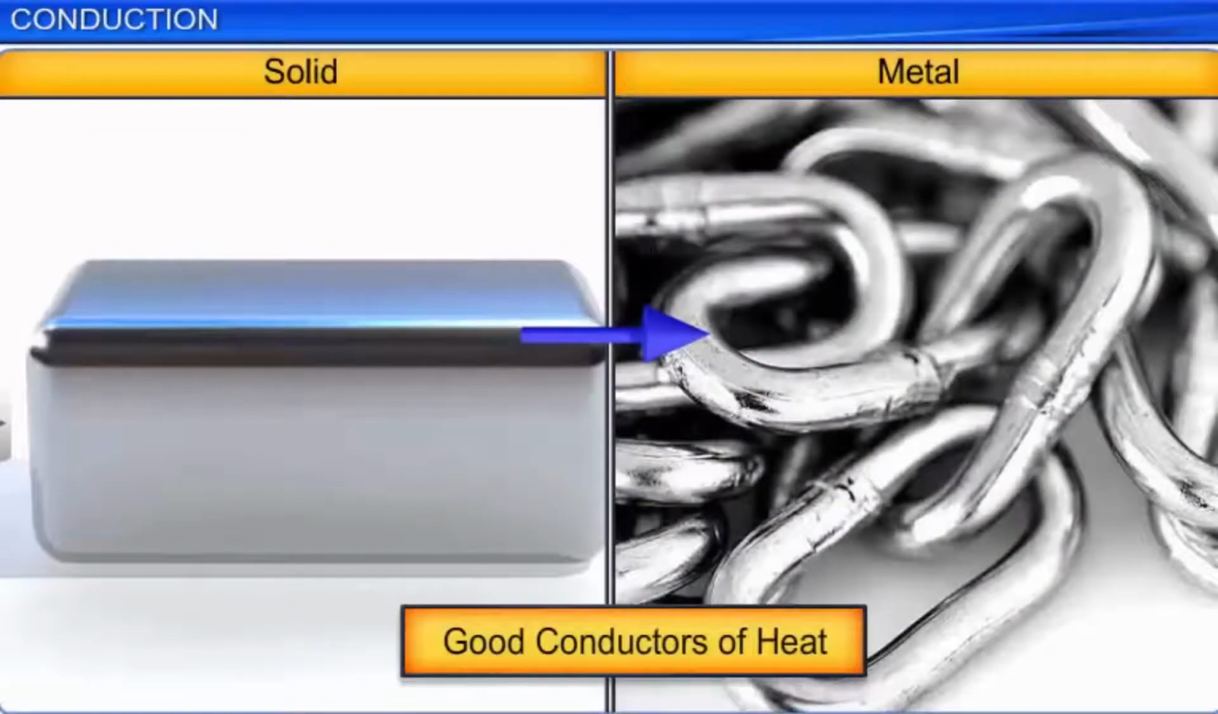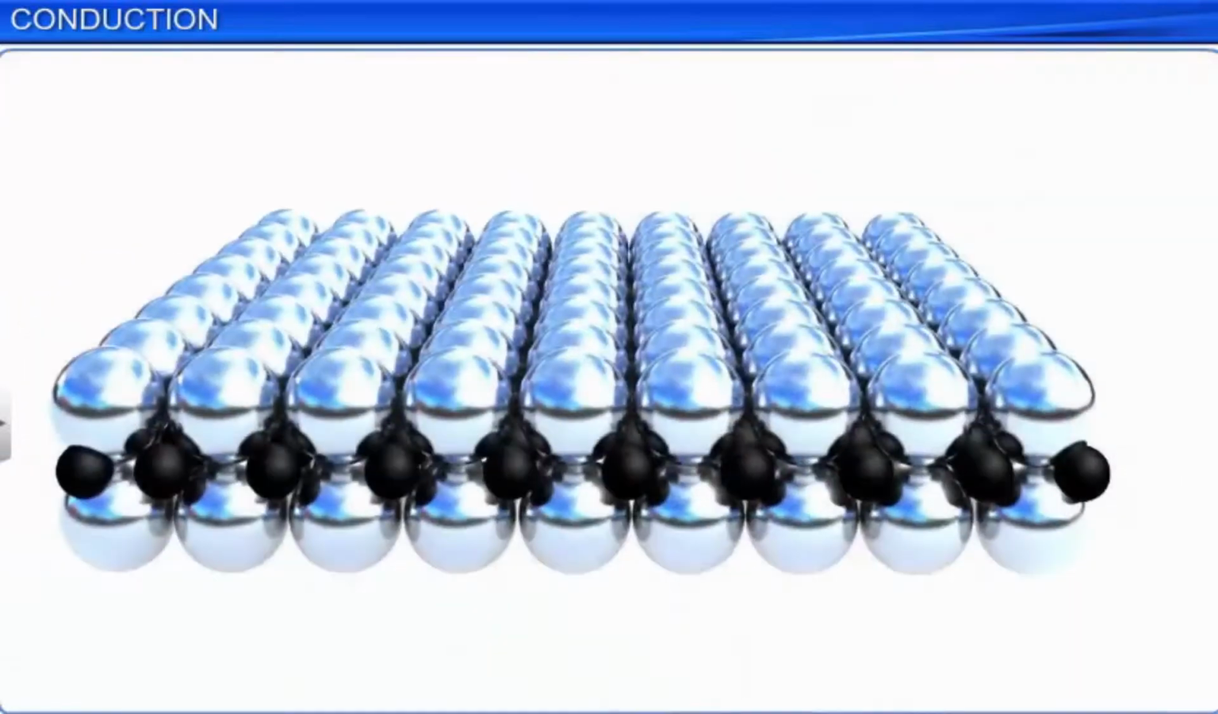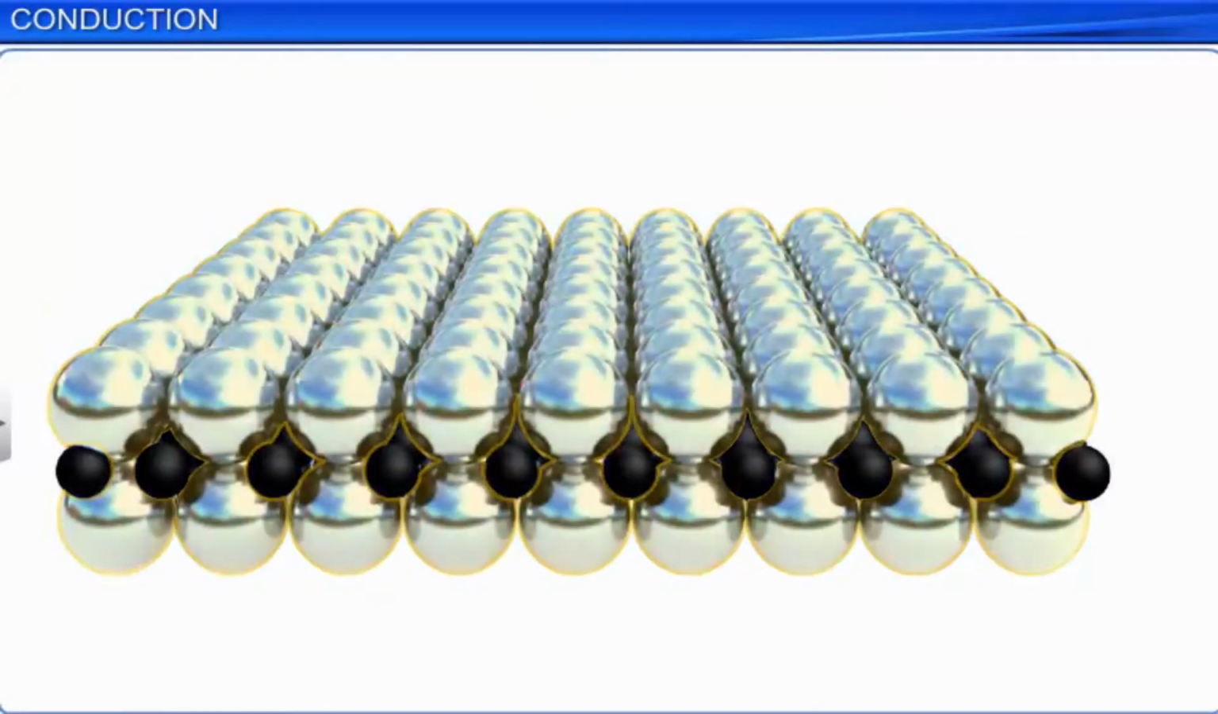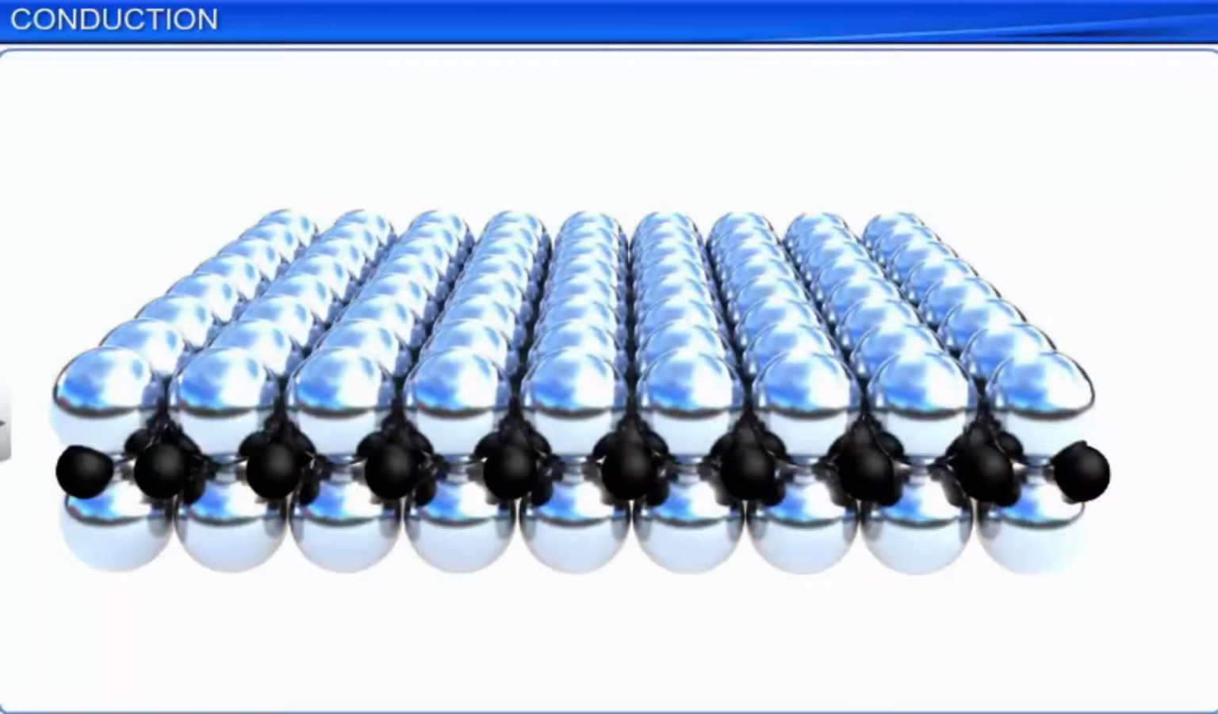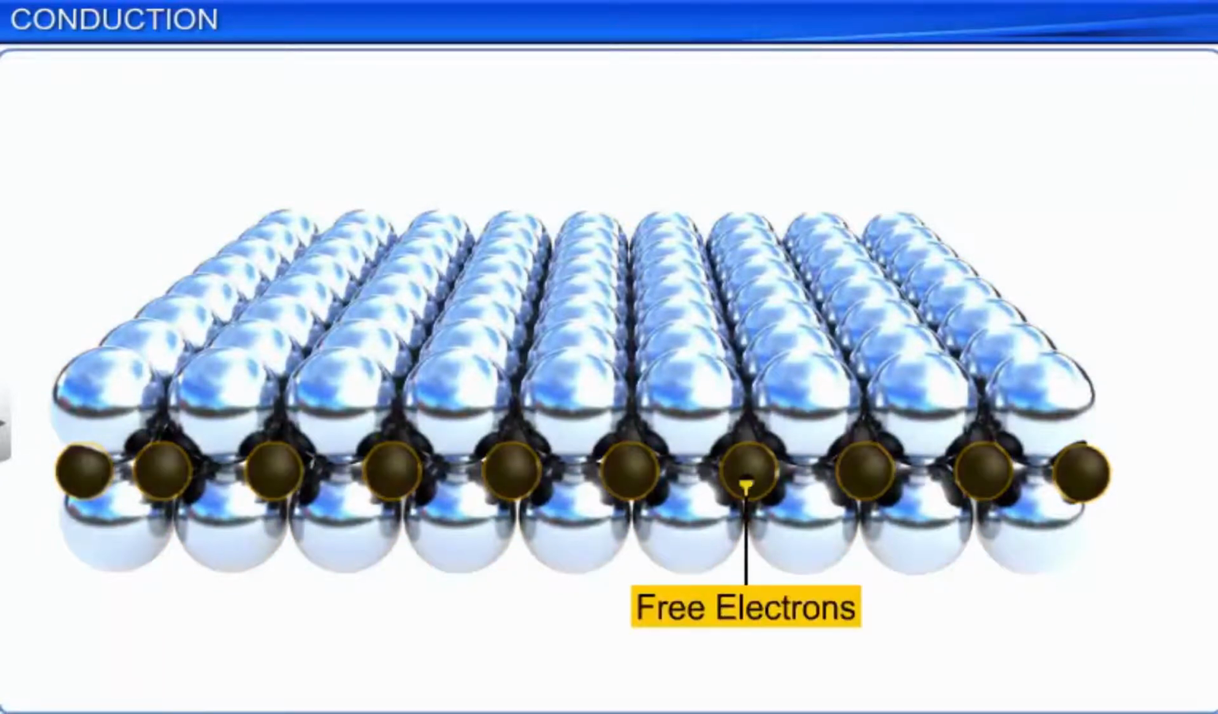In solids, metals are very good conductors of heat. This is due to 2 reasons. One is that the molecules are very closely packed and thus help transfer vibrational energy quickly. The second reason is that metals contain a large number of free electrons, which also contribute to the quick transfer of heat energy.